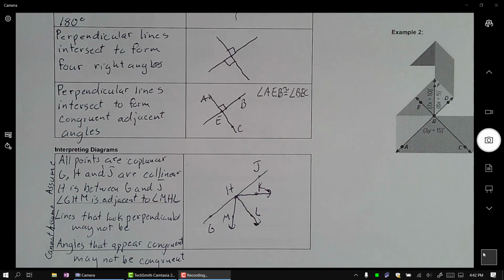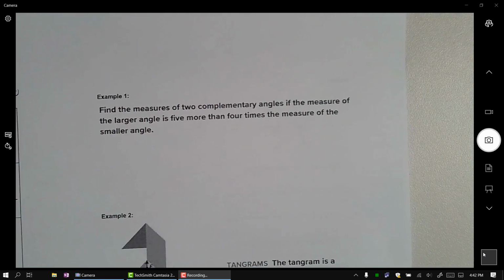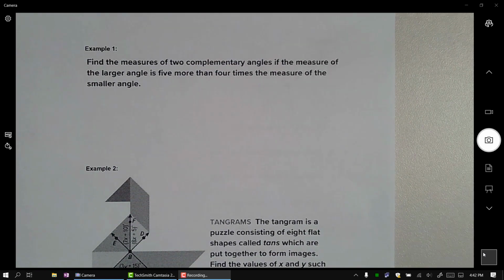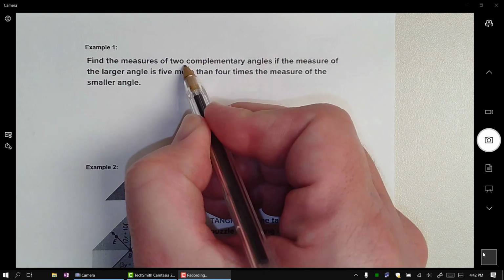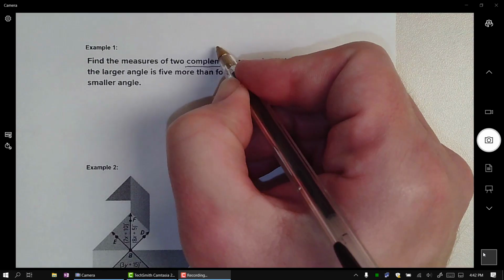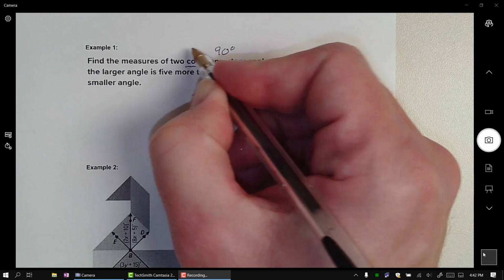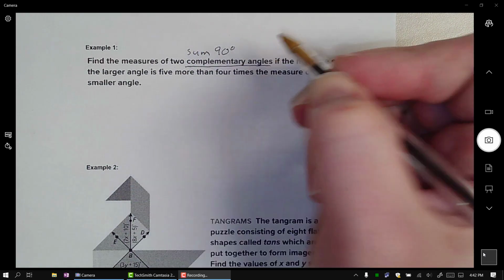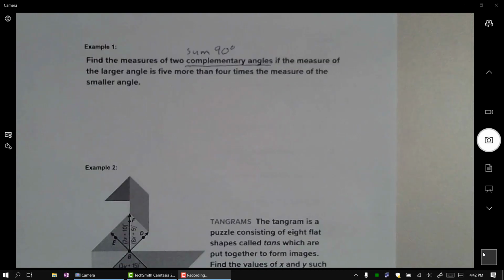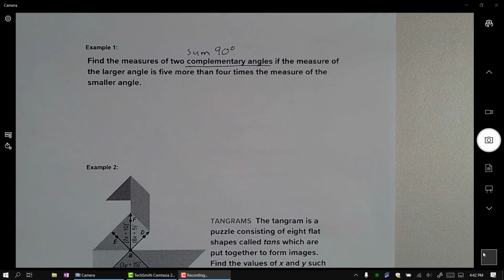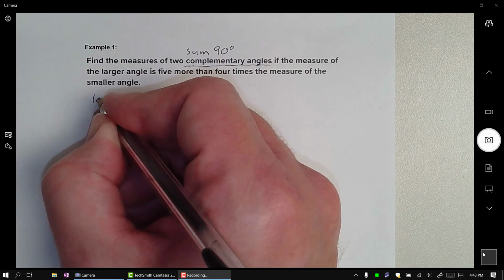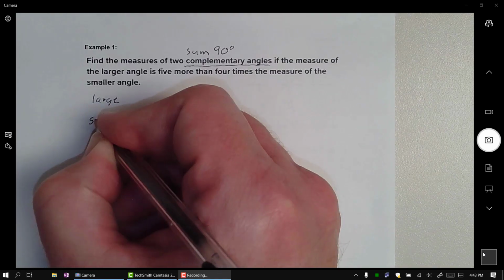All right, let's take a look at example 1. So now we have complementary, supplementary, perpendicular lines and what we can interpret from diagrams. Let's apply this to some problems. So it says find the measure of two complementary angles. So when I say complementary angles, I know that means they sum to 90 degrees. I got that from my definitions. If the measure of the larger angle is 5 more than 4 times the measure of the small. So we have the large angle and we have the small angle.